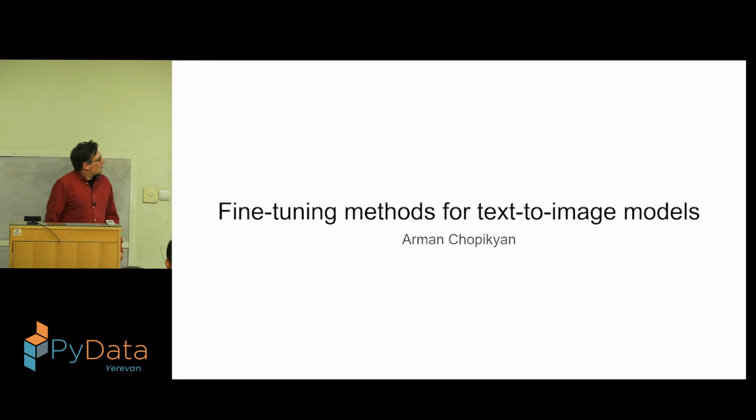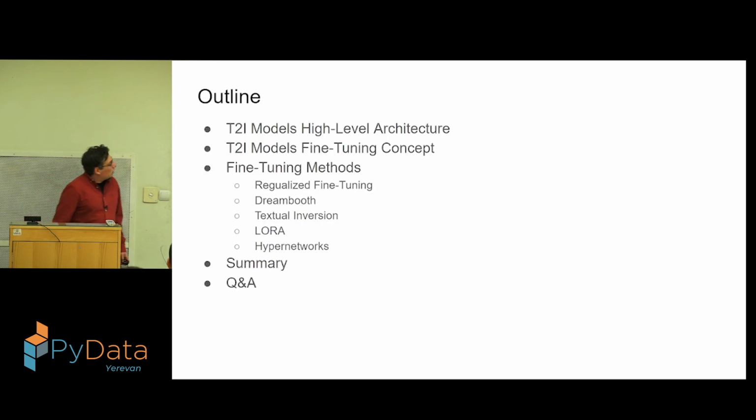Hi everyone. So today I will talk about the fine-tuning methods for text-to-image models. Modern text-to-image models such as Stable Diffusion, DALL-E 2, Imagen, Karlo are a major breakthrough in contemporary generative AI. And it is very crucial to fine-tune them, to adapt them to different use cases. So today I will present several fine-tuning methods.